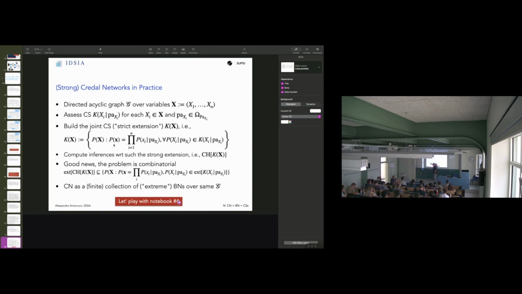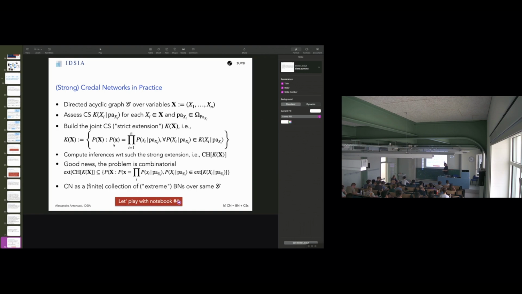The extreme points of the joint distribution are combinations of the extreme points of the local credal sets. Of course, the number of combinations is exponentially high, and this is related to the combinatorial exponential complexity of inference with credal networks. But I have a characterization. So if you want, as a brute force approach, I can compute inference in credal networks by only considering a finite number of Bayesian networks.